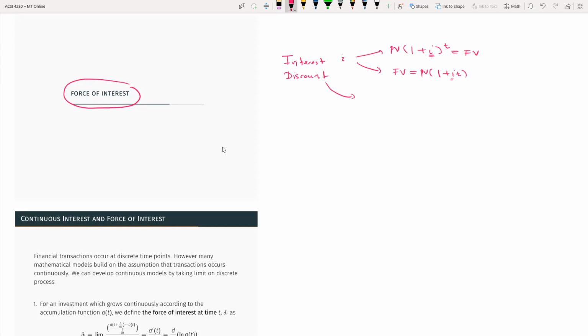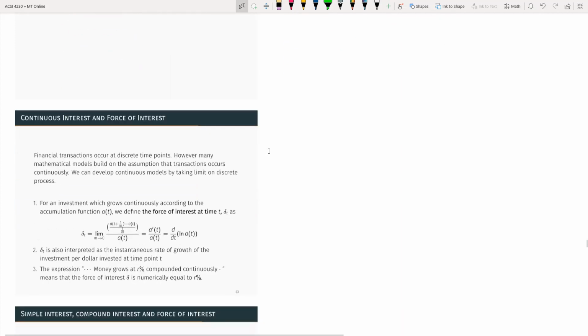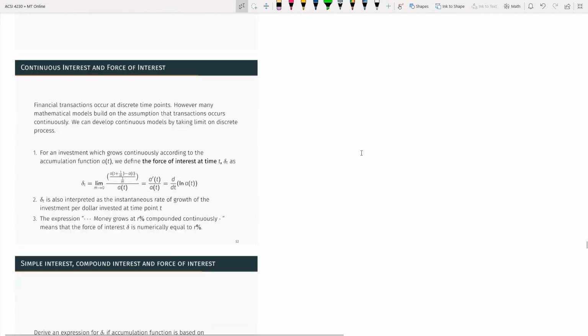you are using. So now we want to expand that idea and discuss how to price or how to calculate interest for an instrument which credits interest continuously. Okay. So here is the idea: continuous interest and force of interest.